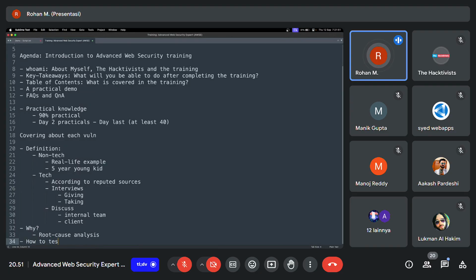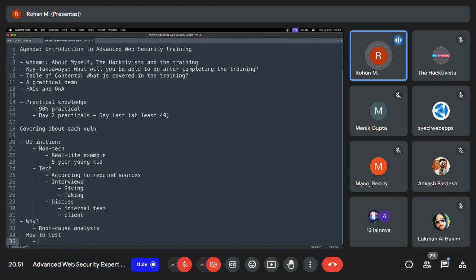Third, how to test. We will be assuming here that you are a black box tester who has been hired by the competitor of the organization of the application that you are testing, and your task is, by any way, to find a lot of severe security issues in that.